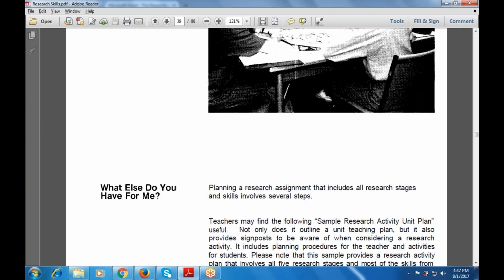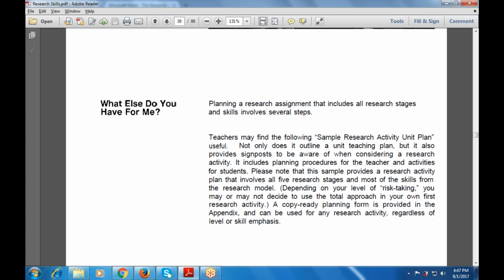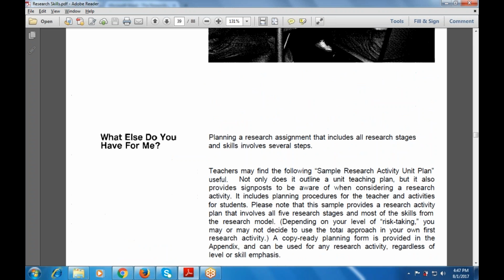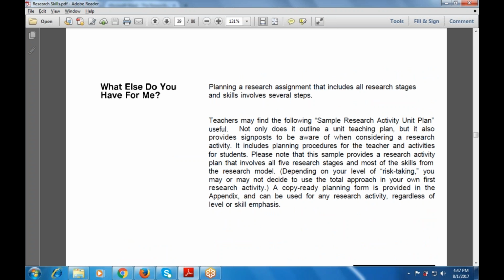This is a diagram that shows that planning includes various stages that will be included in the procedure and activity, in the various steps. So the teacher may find the following simple research activity plan very useful. Not only does this outline a unit teaching plan, but it also provides signposts to be aware of what is considered for their research activity. That includes the planning procedure, the method for the teacher and the activities for the students.